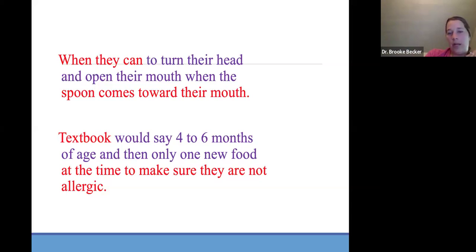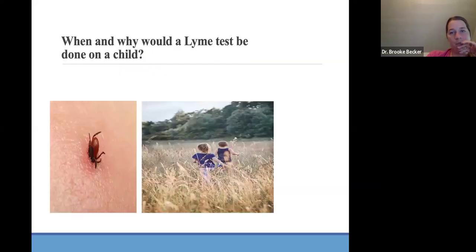And then one new food at a time to make sure that they're not allergic. However, this recommendation has changed, but our books have not caught up yet. The only foods you have to do one at a time are the highly allergic foods like peanuts, tree nuts, soy, sesame, dairy, eggs, fish. But our books haven't caught up to that. So one food at a time to monitor for allergies.